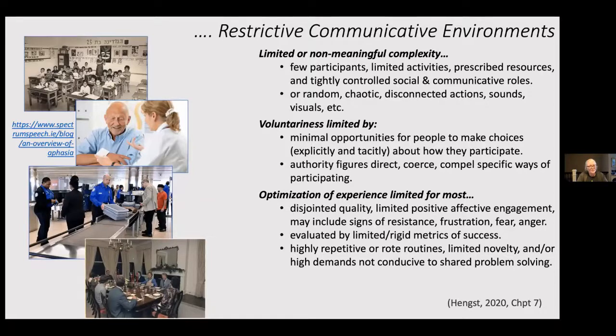Voluntariness is limited by these minimal opportunities and also by authority figures who direct, coerce, compel specific ways of doing things. Optimization of experience is often limited for most of the people involved due to the disjointed quality of what's going on there. It's marked by limited positive affective engagement and may even include signs of resistance, frustration, fear, and anger. They're evaluated often by limited, rigid, or external metrics of success. And they're often highly repetitive or rote routines with limited novelty and/or high demands that are not conducive to shared problem solving. The images here of highly regulated classrooms, of a speech drill, of a TSA checkpoint at an airport, and even a very formal dinner party illustrate environments that might match some of these characteristics.